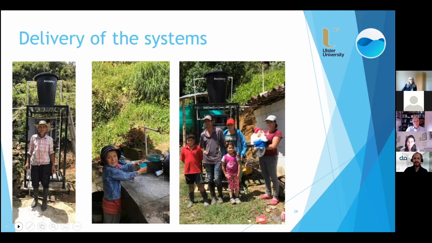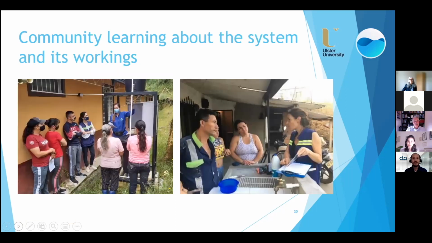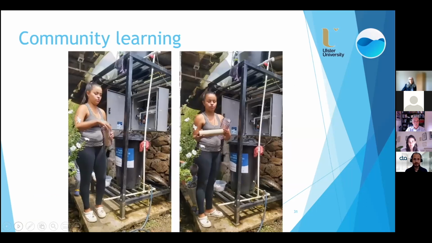On our next slide, here, the community learns about the systems and their workings, but also about the importance of having safe water for drinking, cooking, washing, and learning about the dangers and the consequences of consuming unsafe water, and about the methods for avoiding these hazards. On our next slide, here, they learn how to maintain and operate their own new systems.